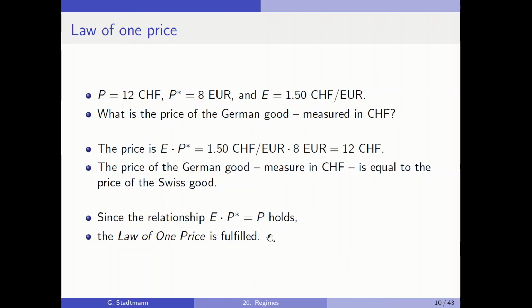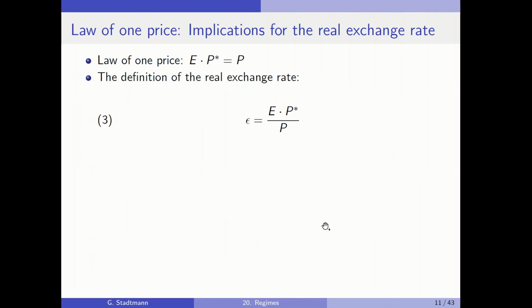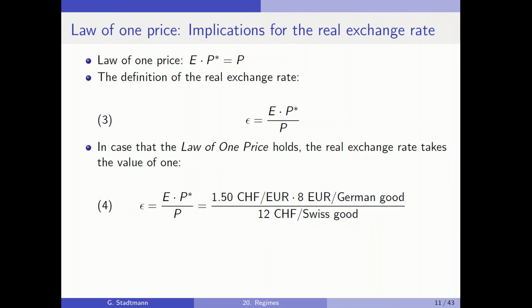What are the implications for the so-called real exchange rate? The law of one price was given by this relationship here. The definition of the real exchange rate is nominal exchange rate times the foreign price level divided by the domestic price level. In case the law of one price holds, of course, the real exchange rate takes the value of 1, because then the left-hand side of the law of one price equation is equal to the right-hand side.